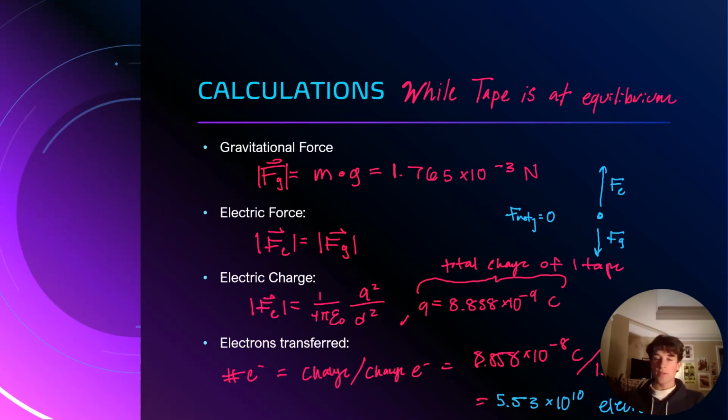The calculations while the tape was at equilibrium, meaning net force is zero, is that the force of gravity is equal to the mass times the gravitational constant, as you can see there, which can then be summarized by this free body diagram to be equal and opposite to the electric force acting upon it. We then can use the formula for electric charge discussed earlier to find the charge of the piece of tape. We then divide this by the charge of a single electron to determine the equivalent amount of electrons that have been on the tape.